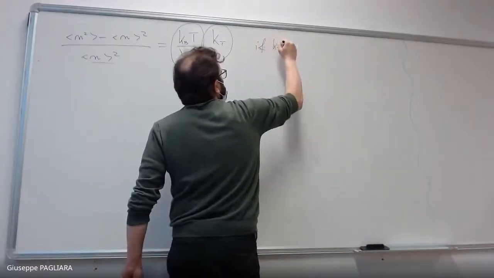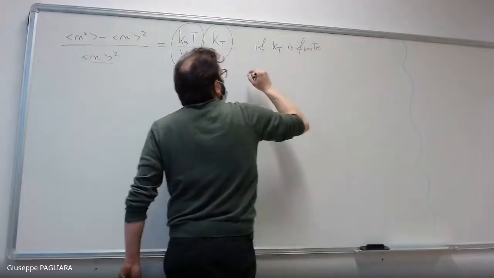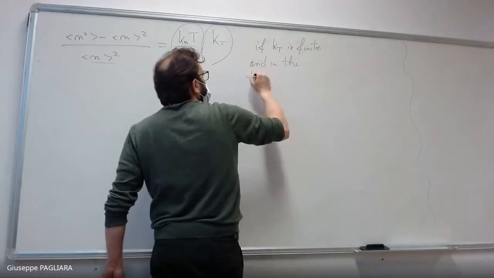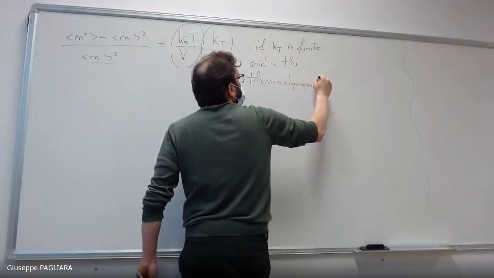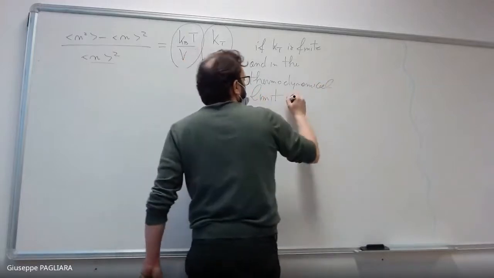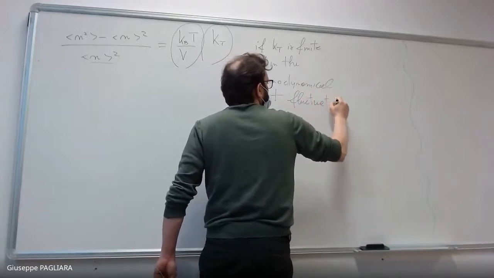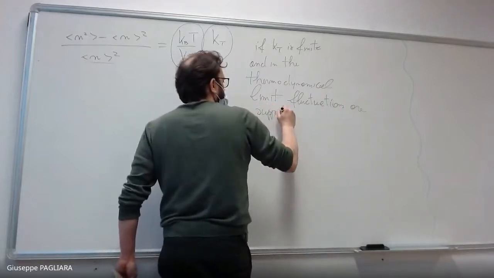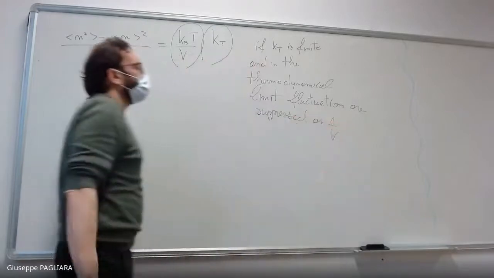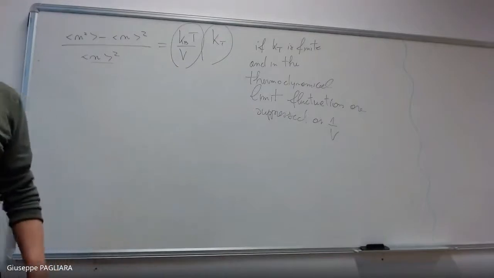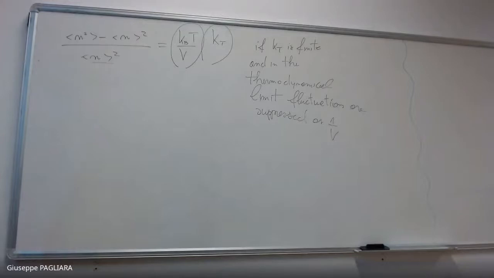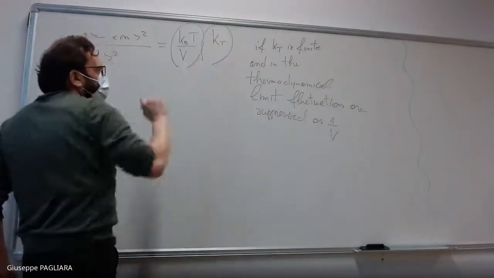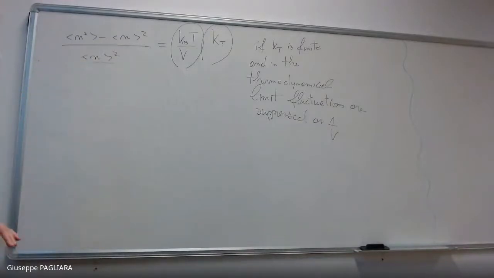So if Kt is finite and in the thermodynamical limit, we see that fluctuations are suppressed as 1 over volume. That was what I said before, although in the previous case I was using a more empirical argument, telling that the logarithm of the grand canonical partition function must be extensive, and therefore it must scale as the number of particles. Now here I can make more precise statements: if I do the thermodynamical limit and Kt is finite, then the fluctuations are very much suppressed as 1 over the volume.